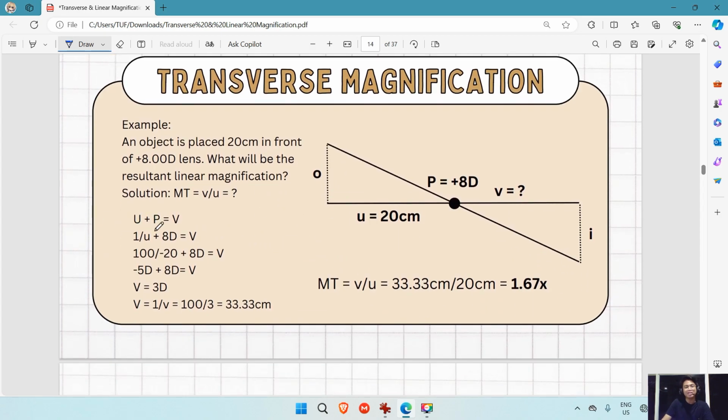So that's where our U plus P equals V comes into play. So what is our U? That is the vergence of incoming light. While our P is the contributing power for the lens. And our V here, the big V, is the vergence of the exiting rays. Okay, the exiting vergence.